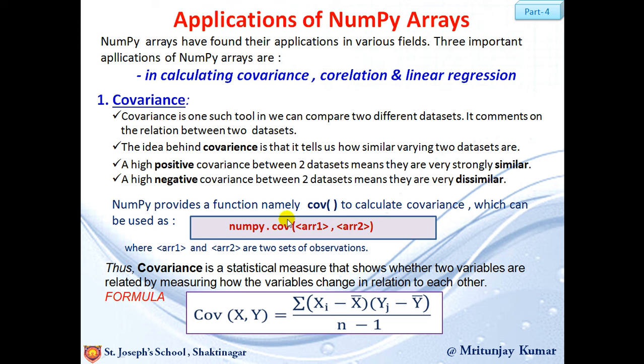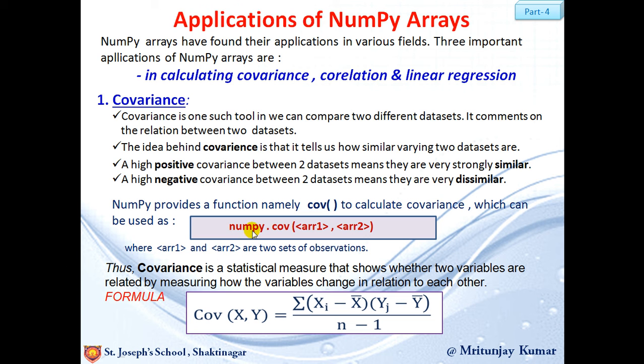For example, if I have to find the covariance of x and y, two variables or two arrays, then we take the product of the differences from the mean, summed, divided by n minus 1, that is sigma of (xi minus x bar) into (yi minus y bar) by n minus 1. I will show you this with an example. But in a program, how can we perform this?